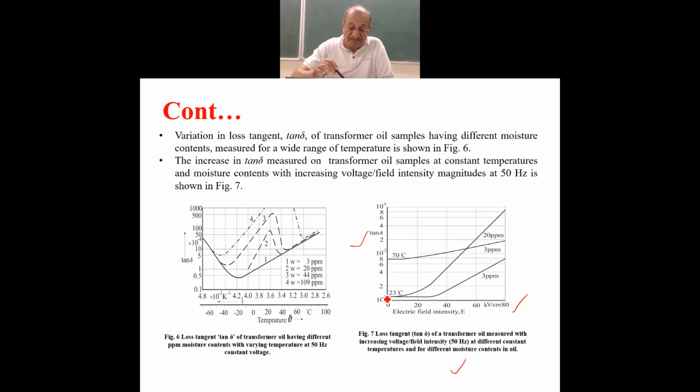At first, the measurement has been done at 23 degrees centigrade with two magnitudes of moisture content in the oil, that is at 3 ppm, ppm stands for parts per million, and for 20 ppm. So as you see, when the moisture content in the oil is increased, you measure a higher tan delta value. Higher tan delta value means more dielectric losses, more real power loss in the dielectric.